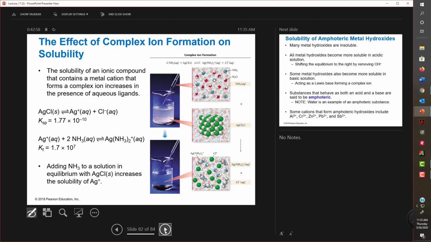Okay, but what I do want you to understand is this slide. Conceptually, I do want you to understand complex ion formation. So we have a precipitate, and that is silver chloride. And so you've mixed something in the lab together, and you've gotten the precipitate.